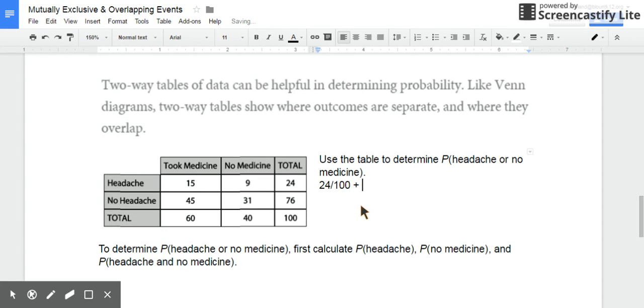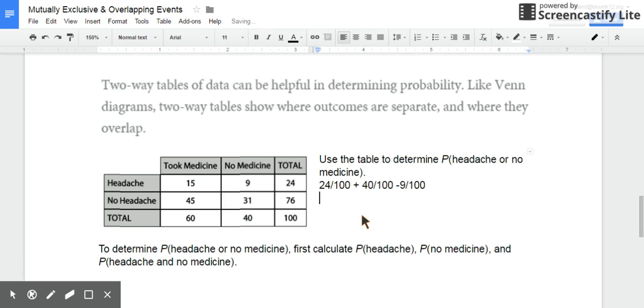Plus, we need the probability of no medicine whatsoever. They didn't say headache, no headache, whatever, just absolutely no medicine. So that is 40 out of 100. And then we need to take out this intersection. We're going to get the union altogether of headache or no medicine, but we need to subtract the intersection of those two. So let's look at where we have a headache and no medicine. That is 9 people. So we're going to take out that 9 out of 100.